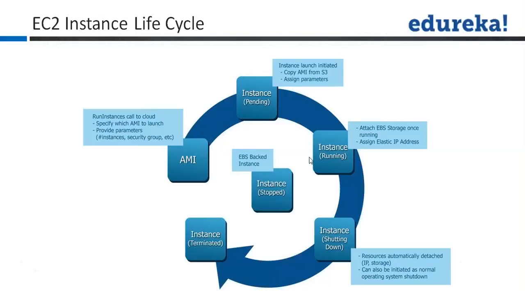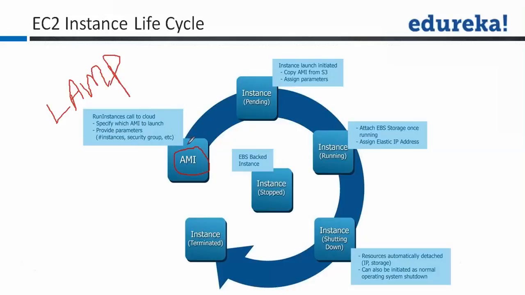Now with this, let's understand the EC2 instance lifecycle. So what happens with EC2 normally? Generally you would always have an AMI. You select the AMI which you want. Suppose you selected an AMI with the LAMP stack: Linux, Apache, MySQL, PHP.